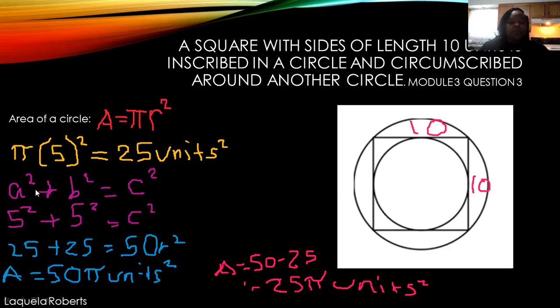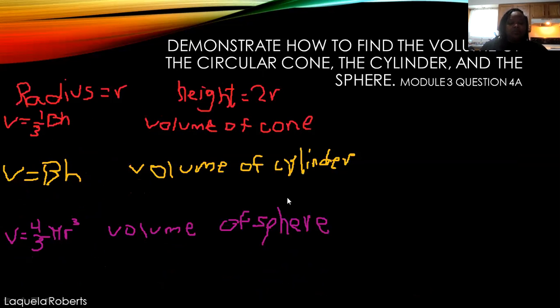So we'll use a squared plus b squared equals c squared. And of course, you'll do 5 squared plus 5 squared equals c squared, which gives us 25 plus 25 equals 50, r squared. So area equals 50 pi units squared. And then you can do area equals 50 minus 25 to check, and it gives us 25 pi units squared.